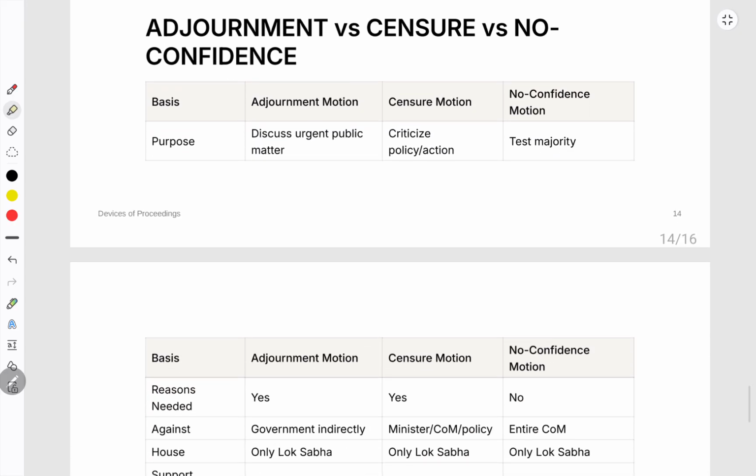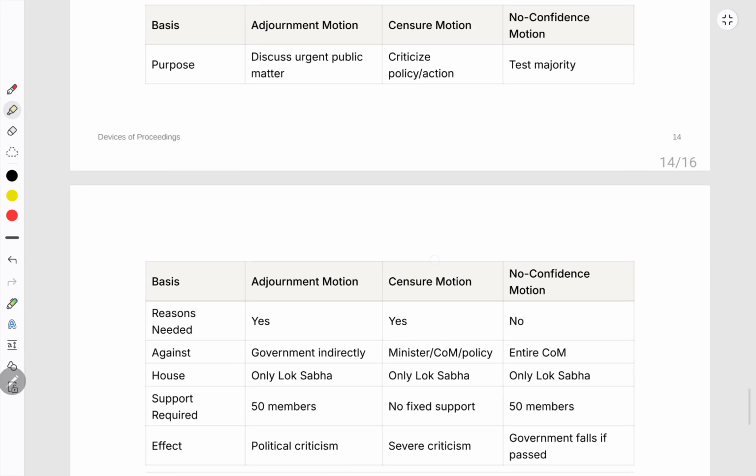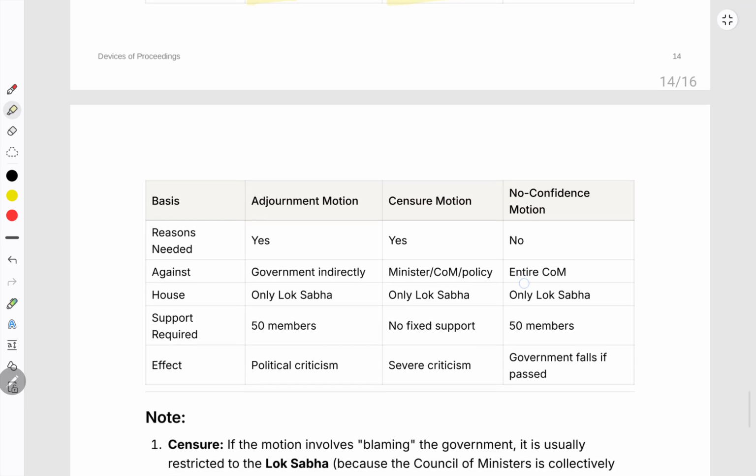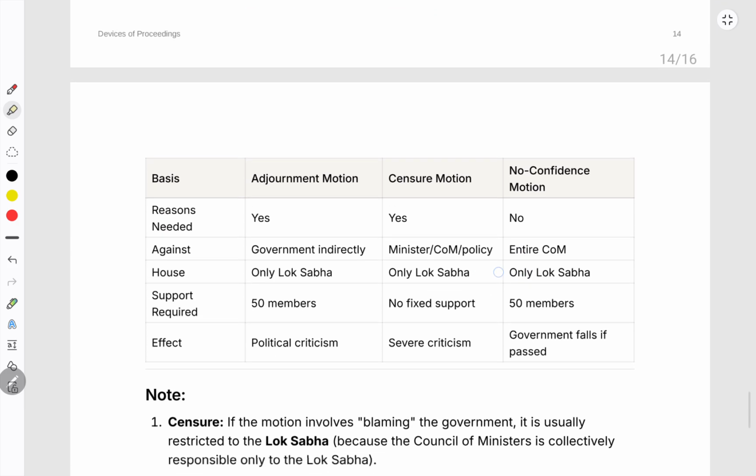Okay, now let's see the difference between adjournment, censure and no confidence motion. So adjournment motion discusses urgent public matter. Censure motion is to criticize policy or action, and no confidence is used to test the majority. Right? To introduce these 3 motions, for adjournment motion reasons are needed. For censure motion also reason is needed. For no confidence motion no reason is needed. Right? This is against government indirectly.